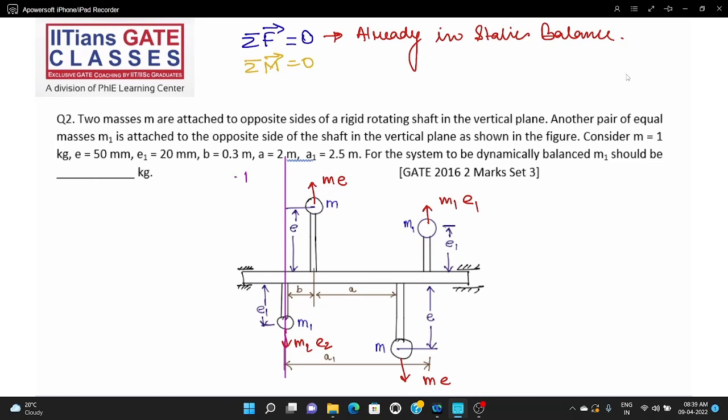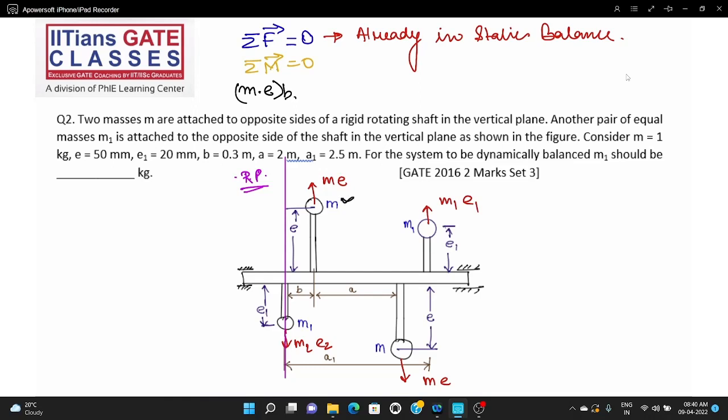So let me say this is the reference plane. Now you know the reference plane. What we are going to do is calculate the moments. So there will be 3 moments, right? I can write the first moment as M E. Omega square will be there, but it will get cancelled out from everywhere, so I'm not writing it. M into E into B. So this is for the first one.